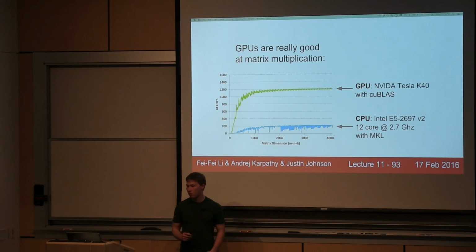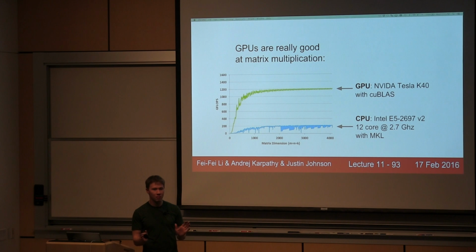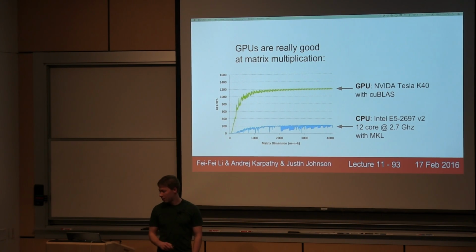One thing that GPUs are really good at is matrix multiplication. Here's a benchmark. This is from NVIDIA's website, so it's a little bit biased. It shows matrix multiplication time as a function of matrix size on a pretty beefy CPU. This is a 12-core guy that would live in a server, so that's quite a healthy CPU. And this is running the same size matrix multiply on a Tesla K40, which is a pretty beefy GPU. And it's much faster. That's no big surprise, right?